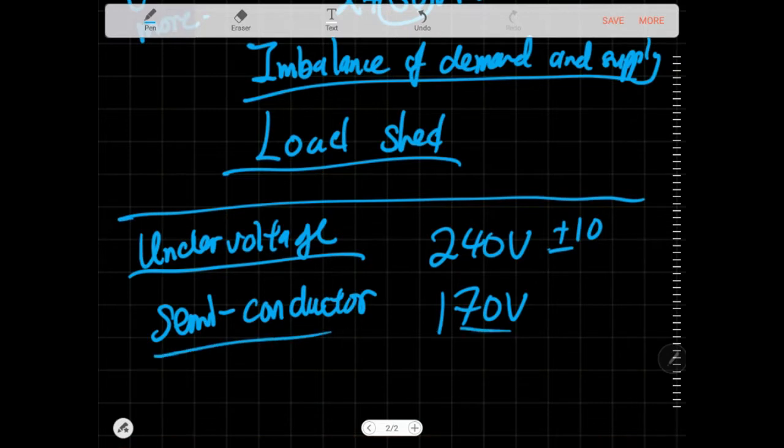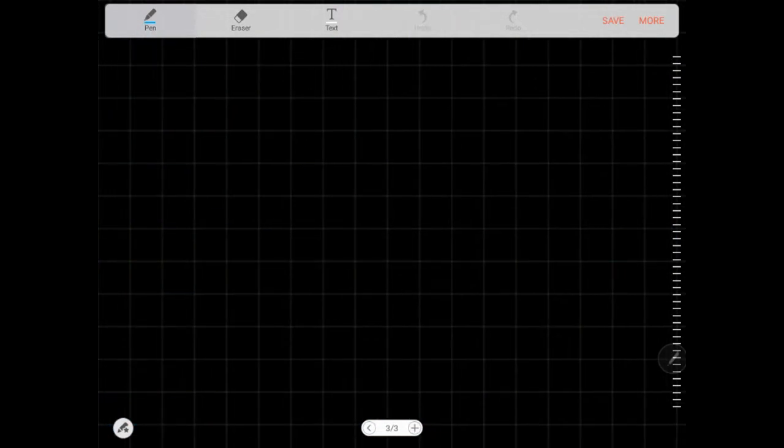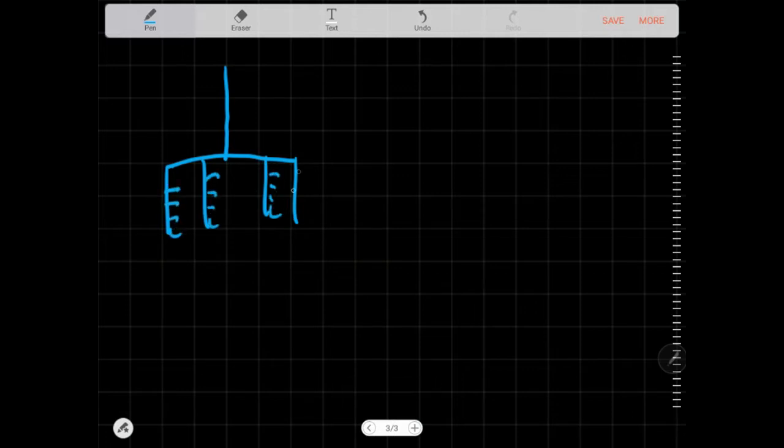Okay, I'll go a bit briefly. How is under voltage caused? Let's say there's a supply here, it goes down, and then there are a few loops. So these are all users. Let's say one of the users here has a fault, straight down to earth.